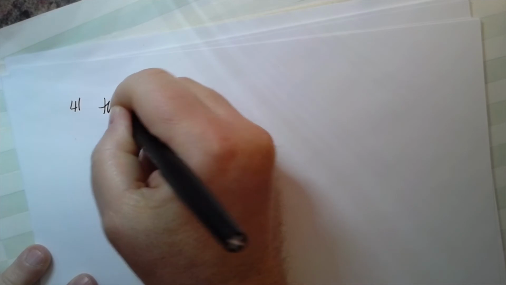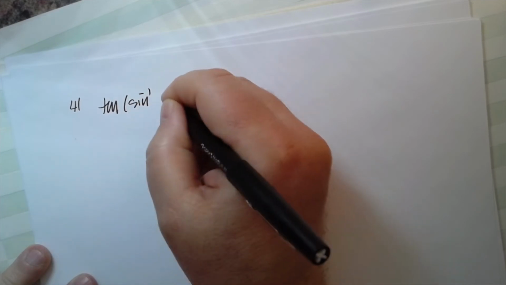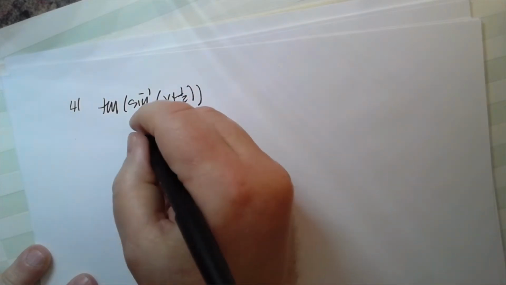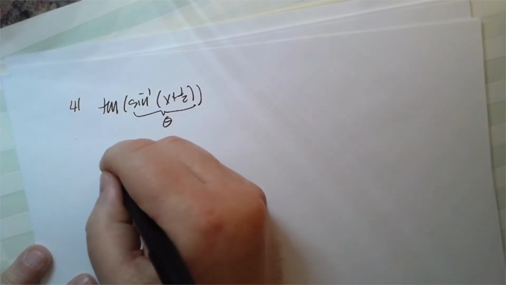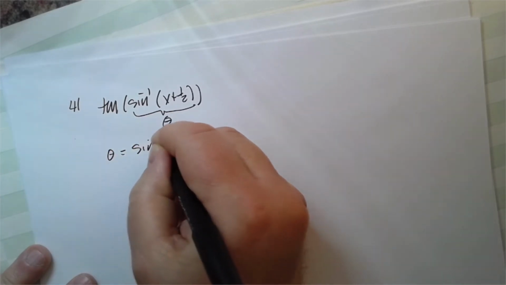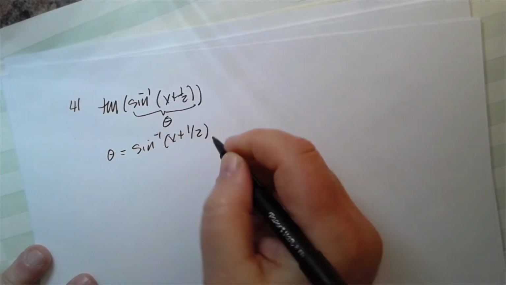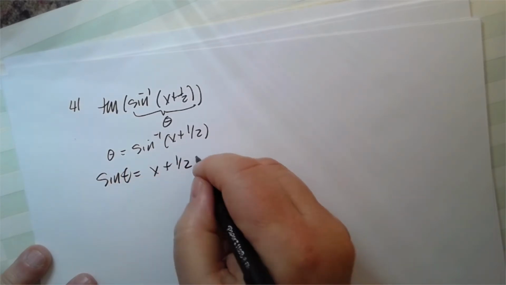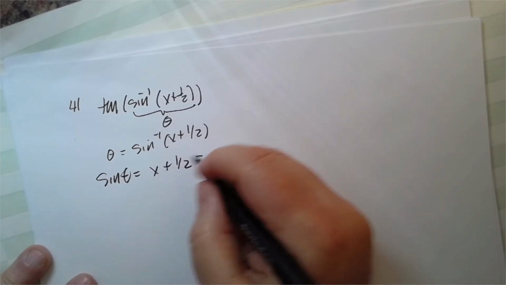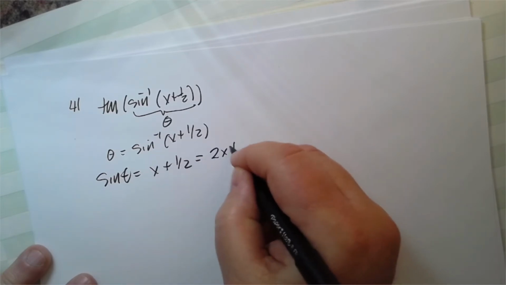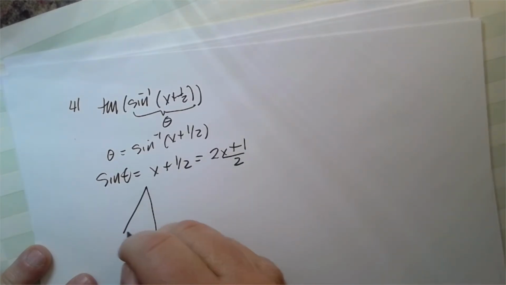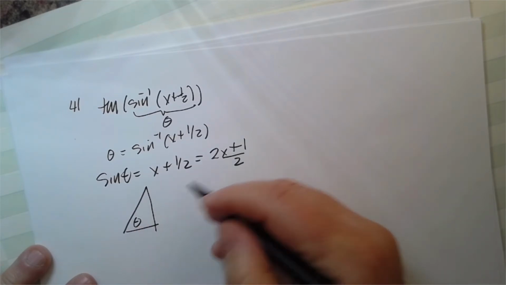Alright, so let's do 41. Tangent of sine inverse of x plus 1 over 2. Well, we do know that this is an angle, so we could say that theta is equal to the sine inverse of x plus 1 over 2. So the sine of theta is equal to x plus 1/2, which we could write with a common denominator as 2x plus 1 over 2. So that's our sine.